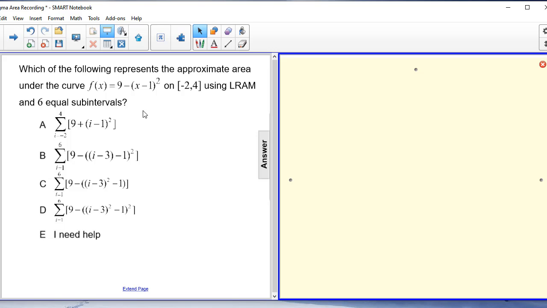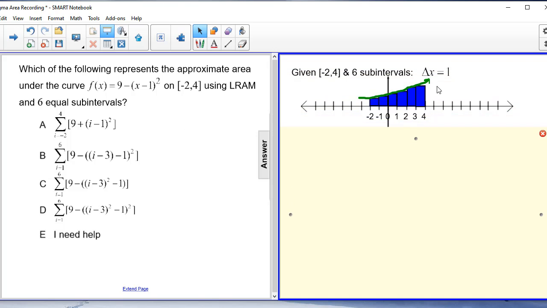Which of the following represents the approximate area under the curve of f of x is equal to 9 minus the quantity x minus 1 squared on the closed interval -2 to 4 using LRAM and 6 equal subintervals? The first thing we do is calculate delta x, and we find out that delta x is 1.